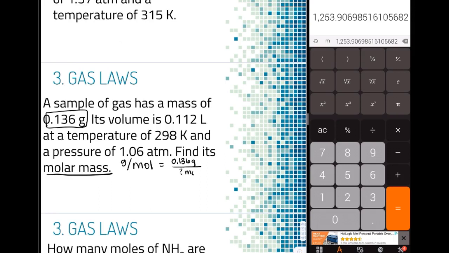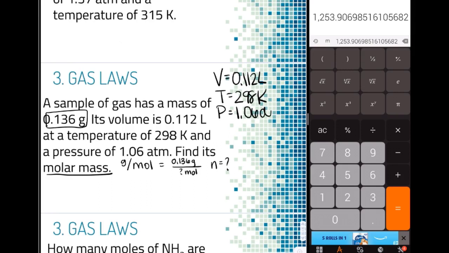I'm missing moles. So can I find moles? Moles is n. n equals what? Look at what I'm given. I'm given a volume, that's a V. I'm given a temperature. It is already in Kelvin, so I don't have to do any converting. And I'm given a pressure. So I have V, T, P, and n. And so you should be thinking I will use PV equals nRT here because I have all of those letters except for one. Yes, you have R. R is given to you as a constant.